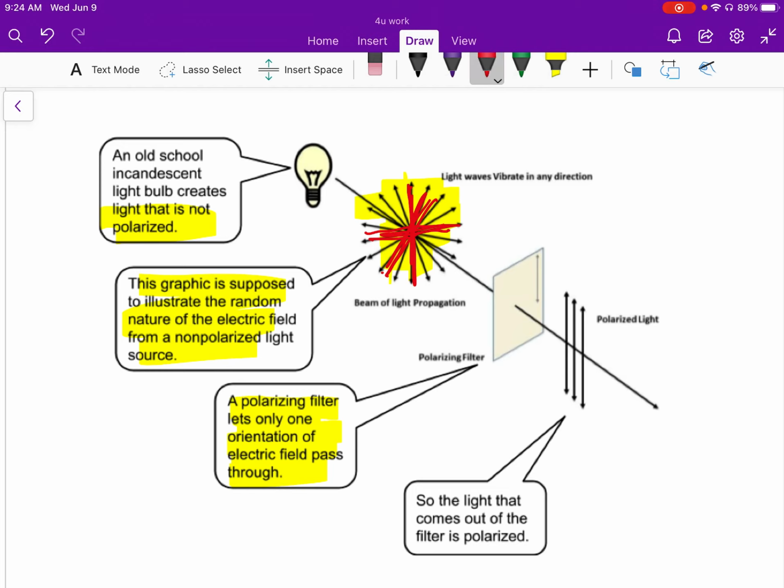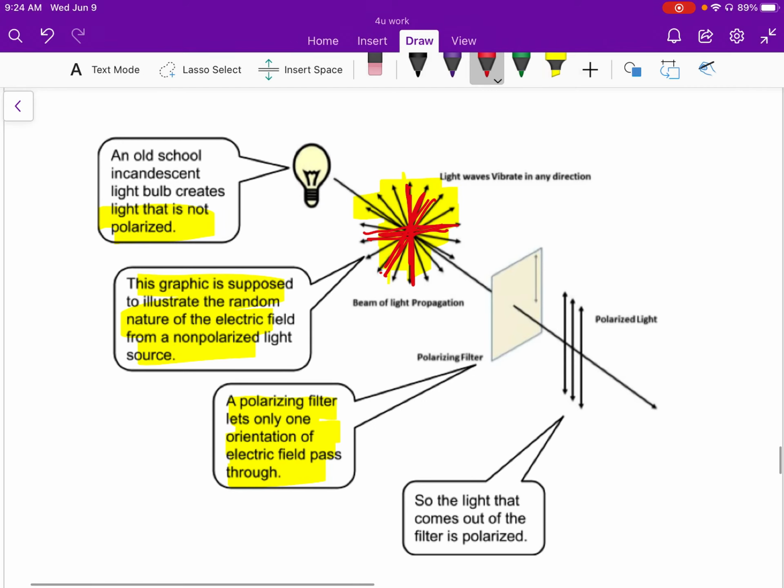So this particular graphic, if the orientation that it lets through is, say, vertical, then it only lets through the electromagnetic waves that have an electrical part that's vertical. There'd be an associated magnetic part that's sideways, but the graphic's just showing electric.